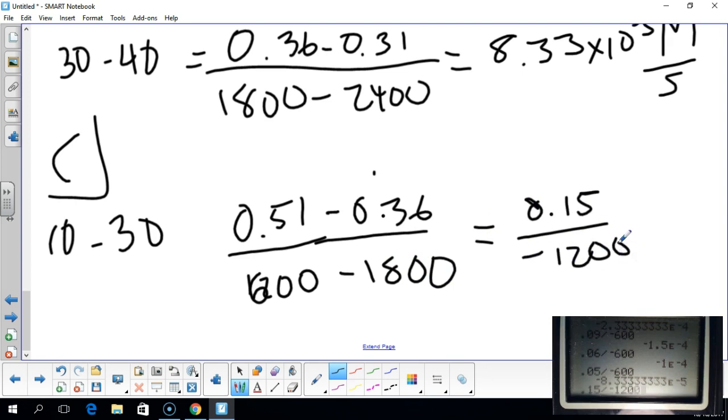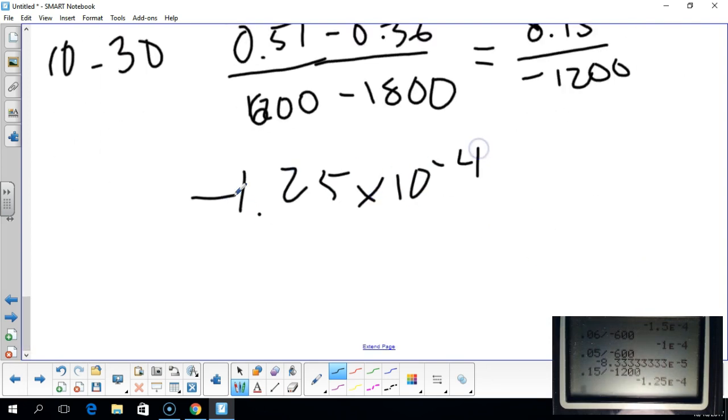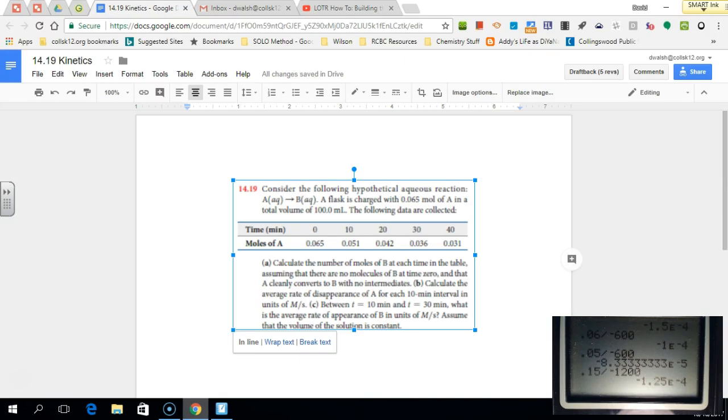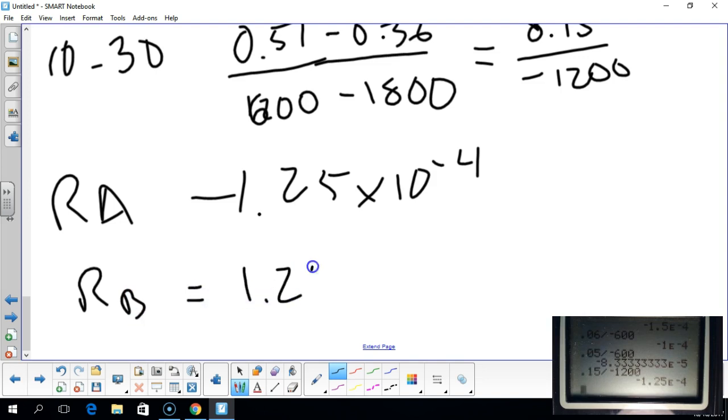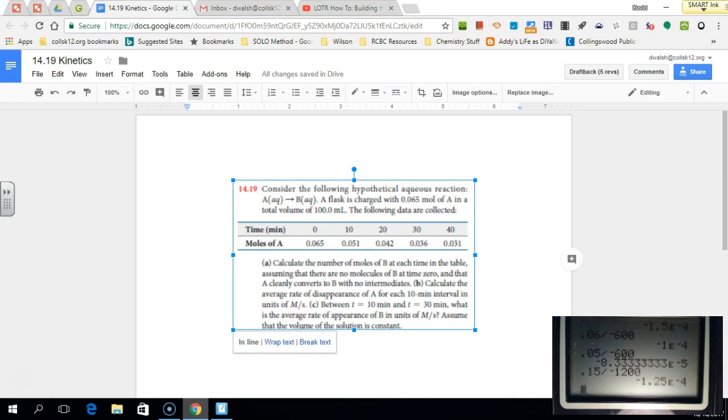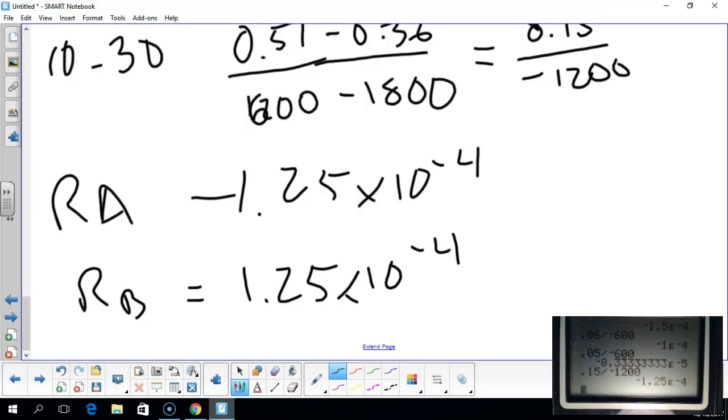Because it's a 1-to-1 ratio, this is the rate of A, and the rate of B is equal to the positive value of that because it's appearing. And it asks what is the average rate of appearance of B? So there it is. That answers all three parts of those questions, and have a great day.